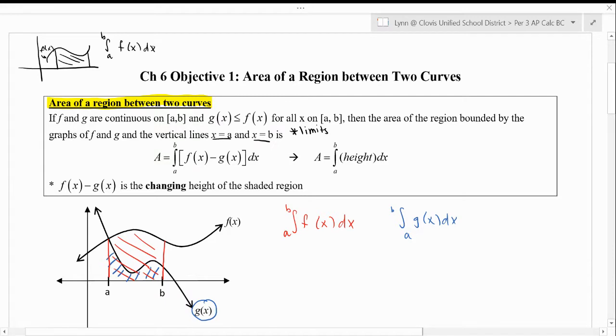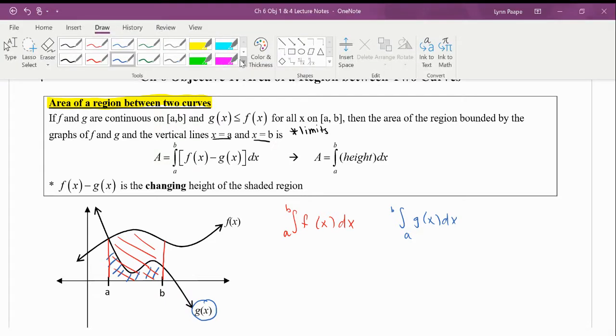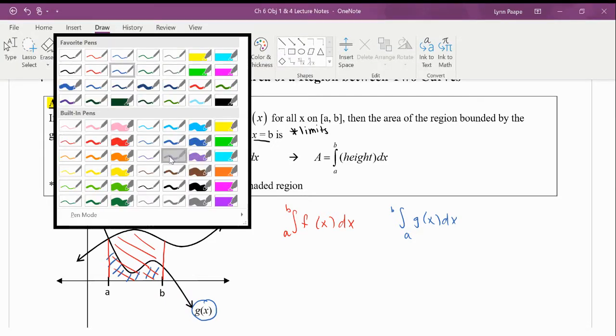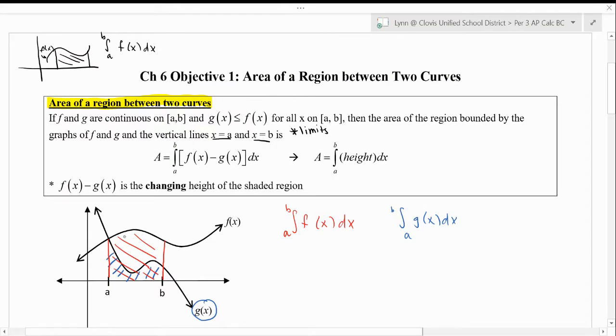But the section that I'm actually looking for is that piece in between, and this is the piece I'm looking for. So the area in red is too big, and it's too big by the area in blue. And so I would just find the difference between them. If I have similar limits, then I can just look at that function as the integral from a to b of f of x minus g of x, with respect to x.